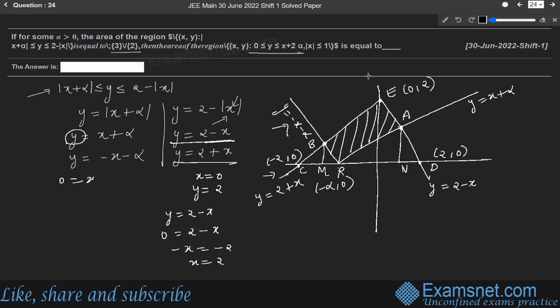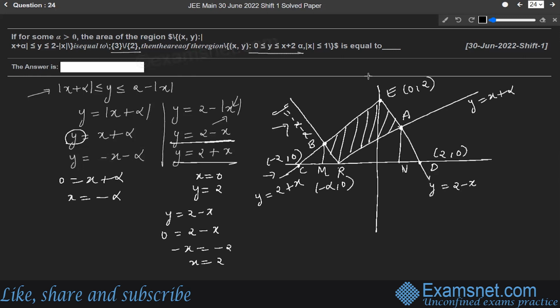So 0 is equal to x plus alpha, and x will be equal to minus alpha. So we have minus alpha, 0. All right, so this is the basic diagram for this given condition. Now let us do one thing. Let us find the coordinates of A and B. A and B are the intersection points of all the four lines, right?